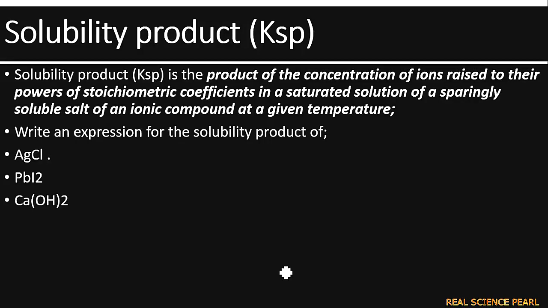Today we are going to look at solubility product. Solubility product, or what you call Ksp, works for sparingly soluble salts. The definition says it is the product of the concentration of ions raised to the powers of their stoichiometric coefficients in a saturated solution of a sparingly soluble ionic compound at a given temperature. When you talk about sparingly soluble, it means any salt that is sparingly soluble.